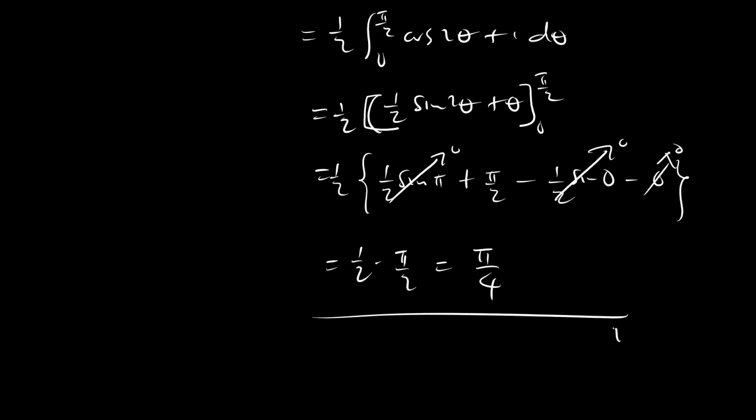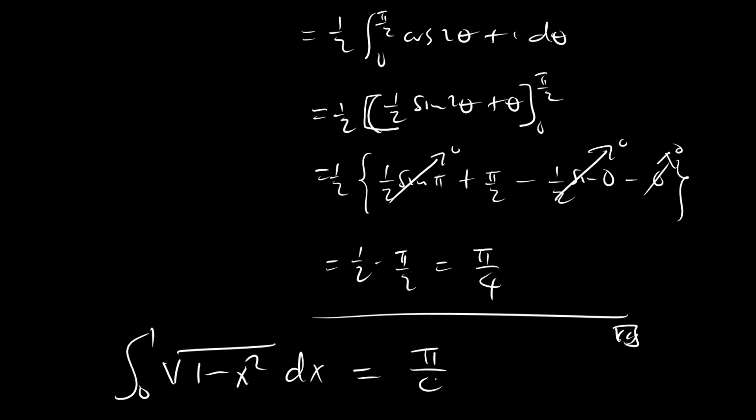So we do have two methods that just solidify our initial assertion, where we said the integral from x equals 0 to x equals 1 of the square root of 1 minus x squared is pi over 4.